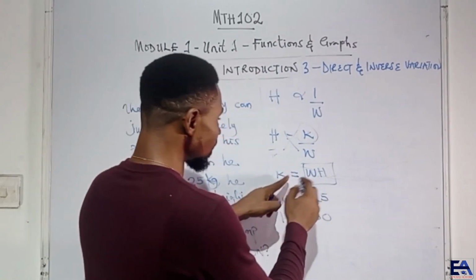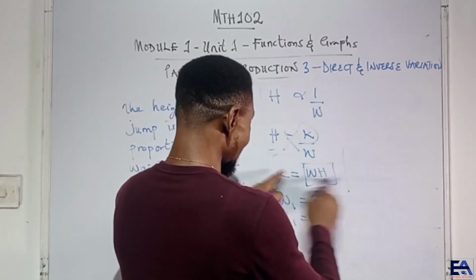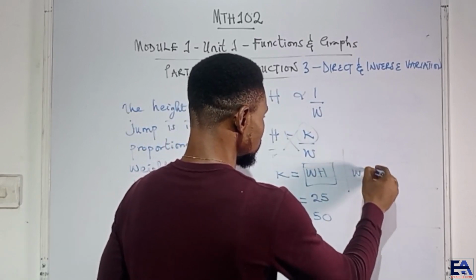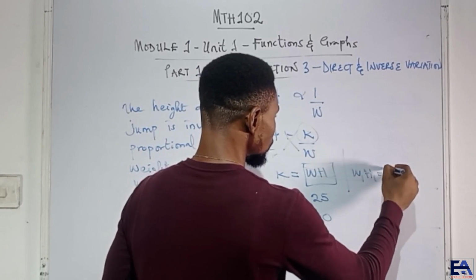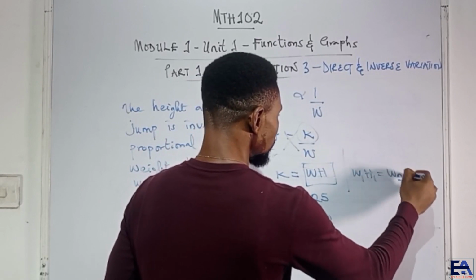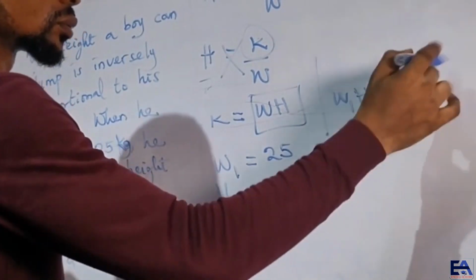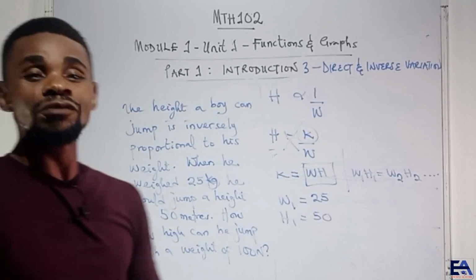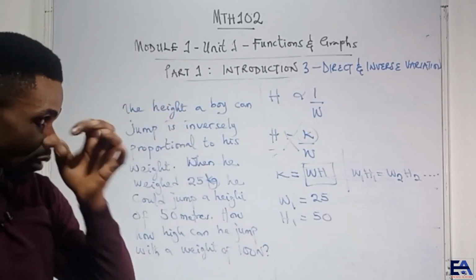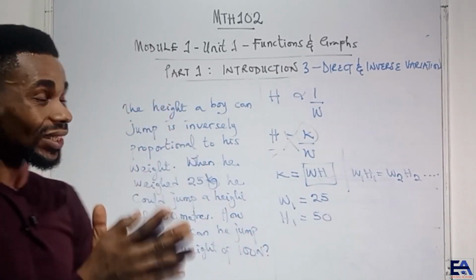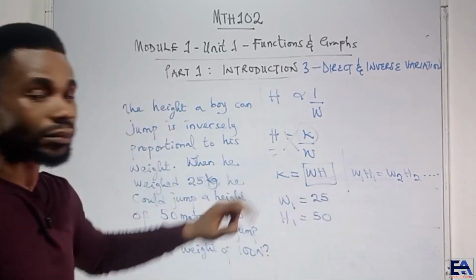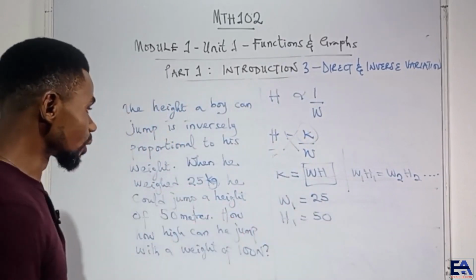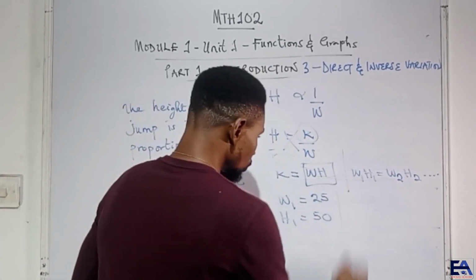So when we say k is equal to this, what it is telling us is that the product of W and H remains constant. So W1 times H1 will be W2 times H2, and so on and so forth, W3 times H3. Any value of W we have, if we multiply it with the value of H in a particular instance, we'll keep getting the same result. That is the meaning of this, and you can test it on your own, because I don't want this video to be so long.